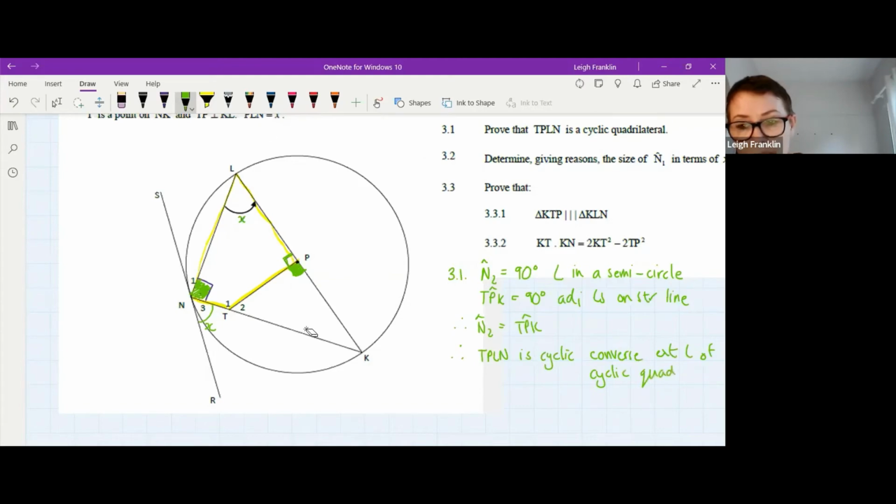Because we've been able to prove that the exterior angle of this quad, in this case this angle over here, TPC, is equal to this angle over here, N2, that means that this quad has to be a cyclic quad. So in other words, we've proved that it's possible for us to draw a circle through LNTP. Not that there is one drawn, we've just proved that it's possible. That's what it means when we prove that a quad is cyclic. Is everybody happy with that?